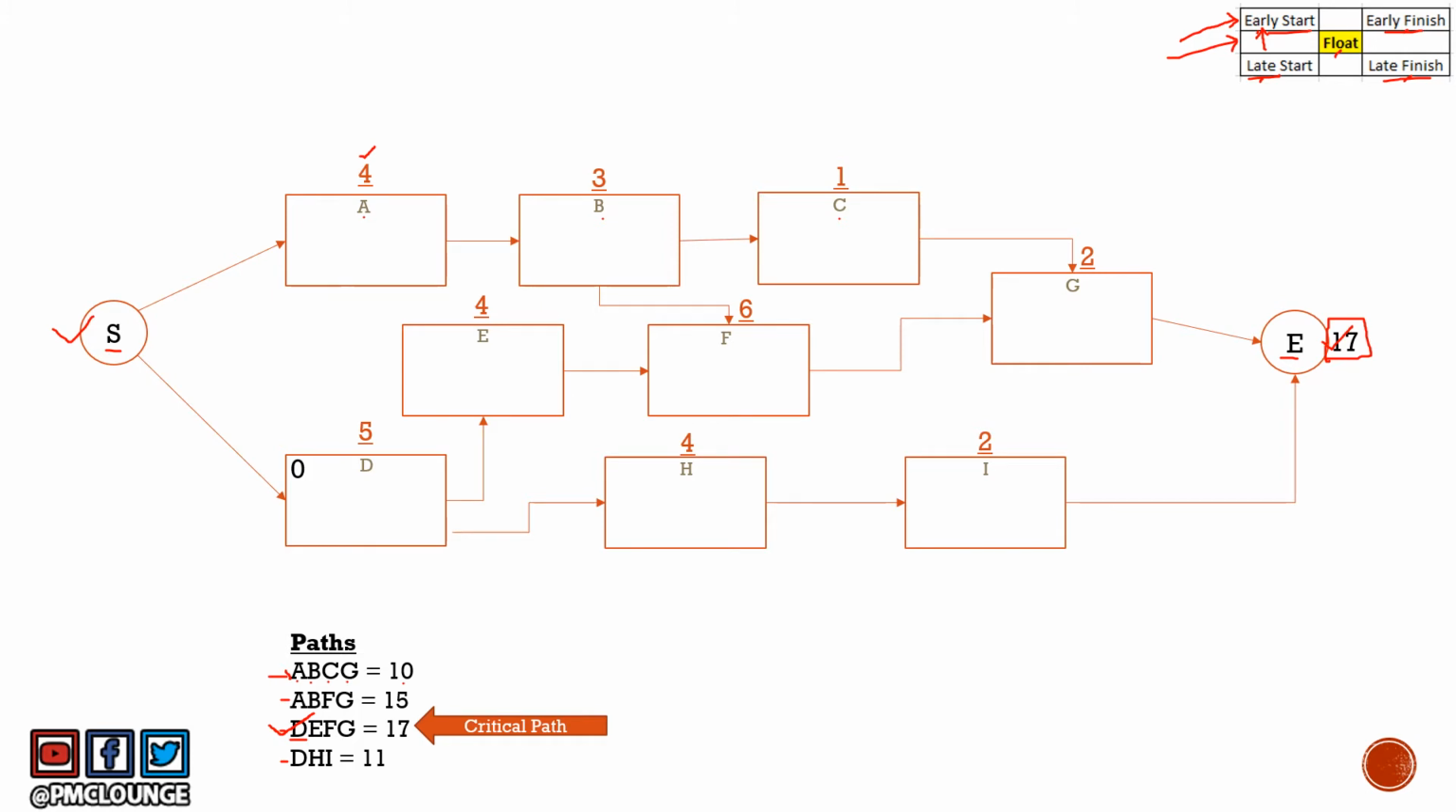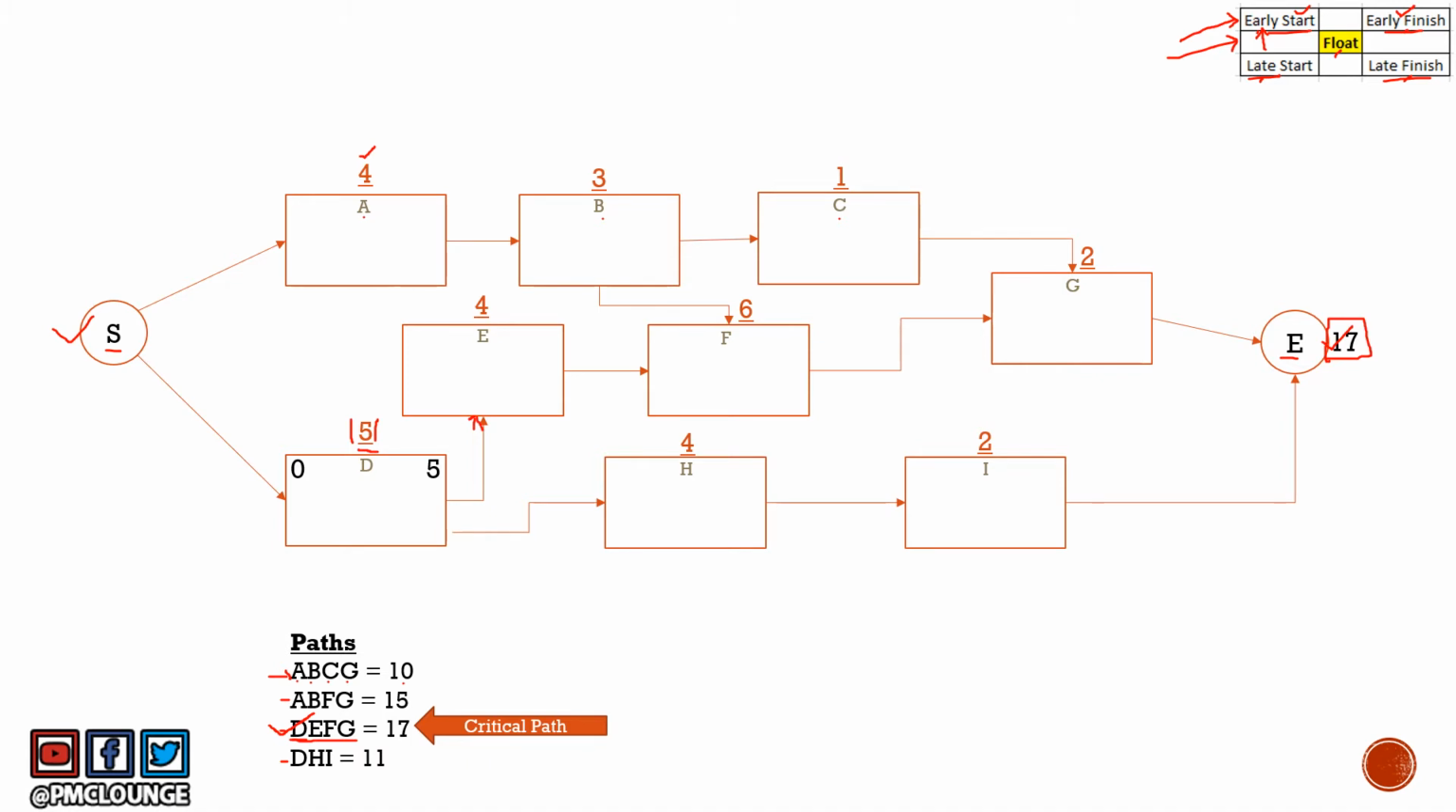Now, the duration is 5 for this activity, which means the early start is 0, but the early finish is going to be 5 because the duration itself for this activity is 5. Right? So this is how we are going to move forward, and we will calculate early start and early finish for all the critical path activities first. So we are done with D. DEFG is our critical path. So let's move to activity E now.